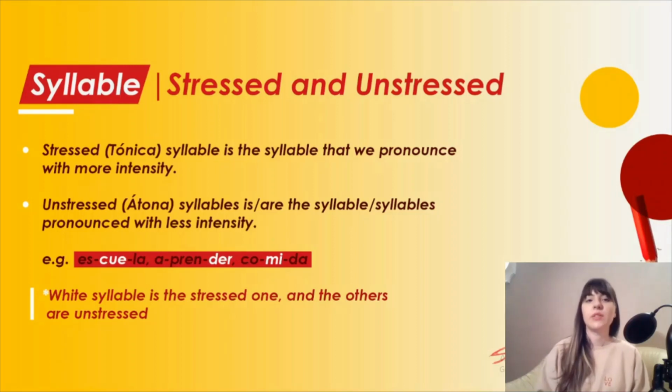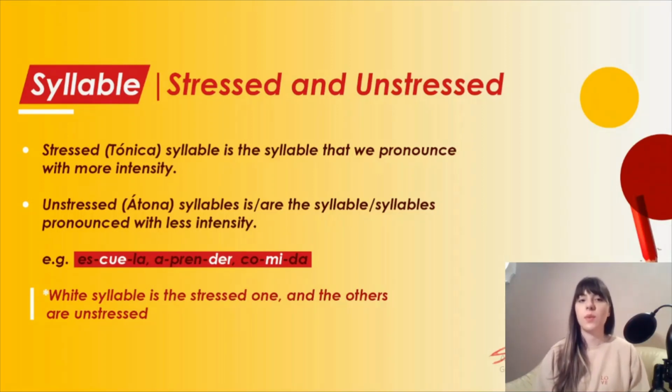When we learn how to divide the words into syllables, we have to distinguish the stressed from the unstressed one. So the stressed syllable is the syllable that we pronounce with more intensity, and the unstressed ones are the syllables that we pronounce with less intensity. One word can have only one stressed syllable, but it may have more than one unstressed one.